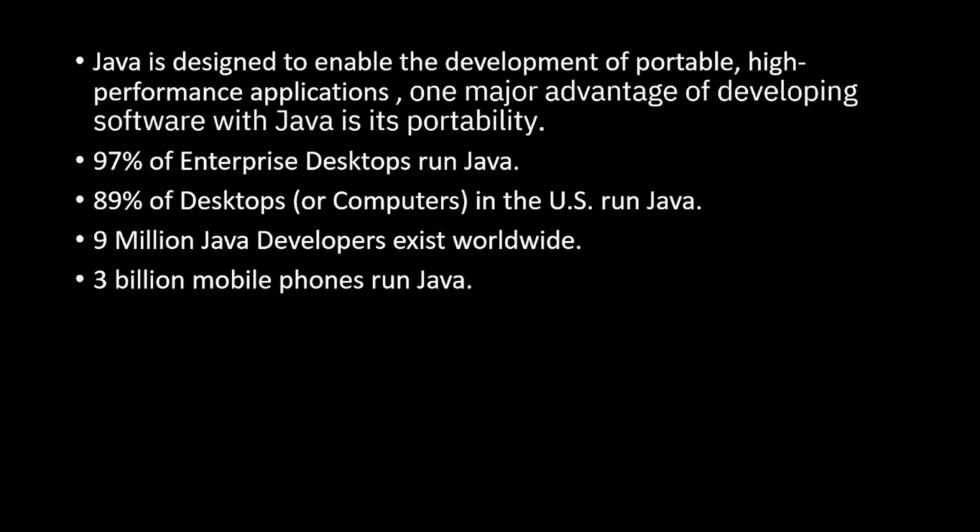And what is the meaning of the portability of the Java programming language? It means that when we write Java code once, this code can run everywhere. So, write once and run everywhere. The same code can run on any device, even if it's a Mac OS device or a Windows device or a mobile phone device. Java runs on 3 billion mobile devices and has over 9 million Java developers worldwide.